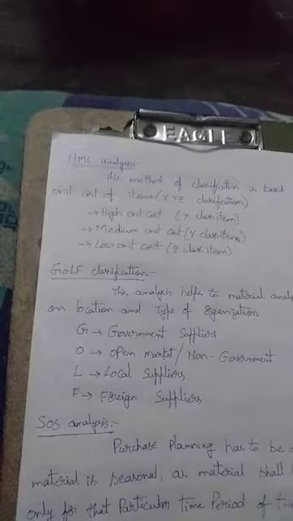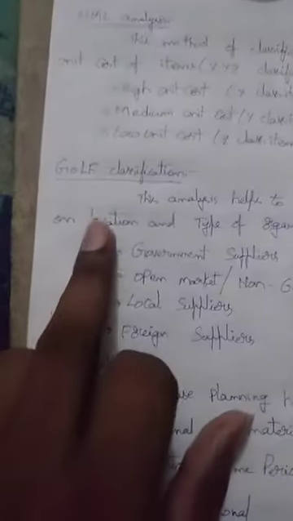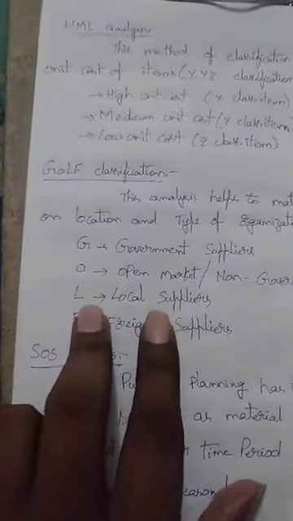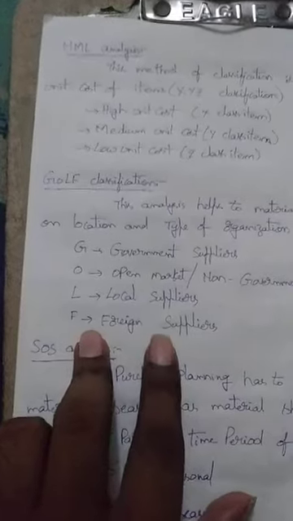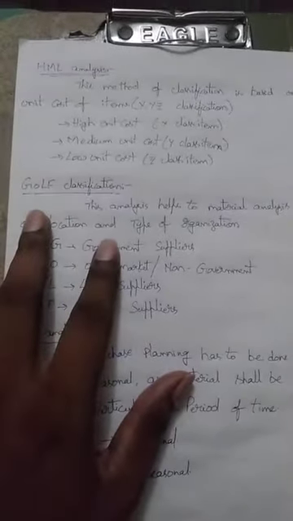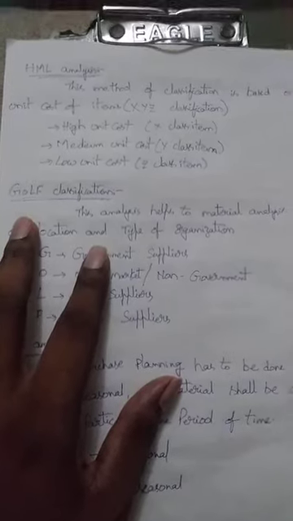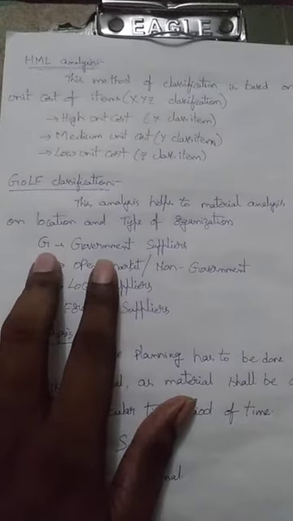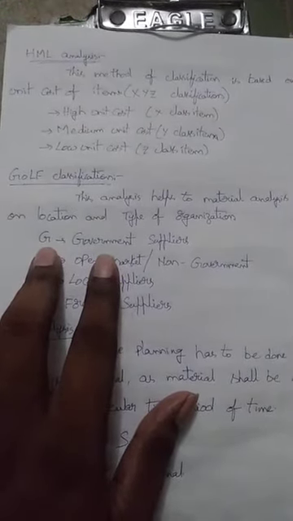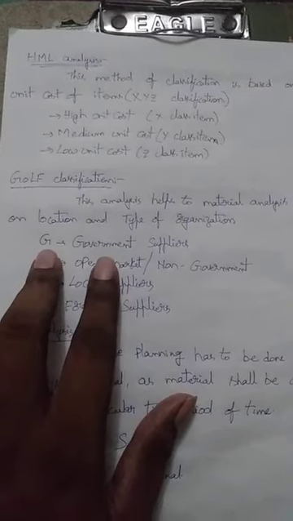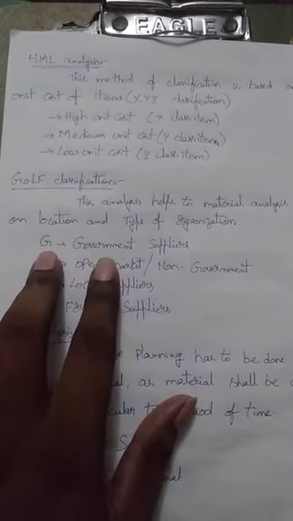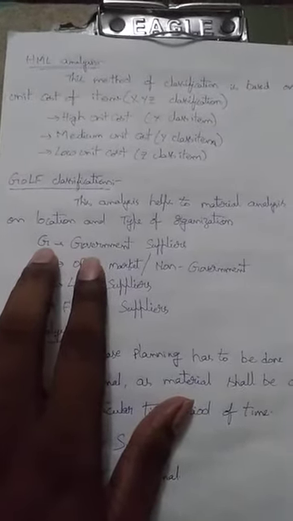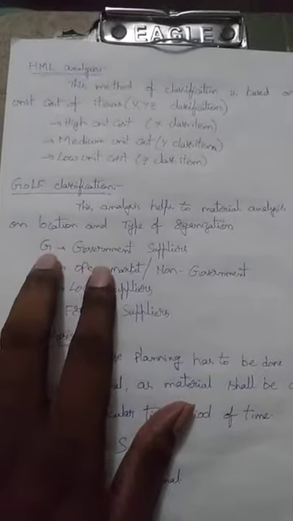Then the next one is GOLF classification. GOLF is an abbreviation: G for government suppliers, O for open market, L for local suppliers, and F for foreign suppliers. When an industry applies GOLF classification, for the raw materials in the G category, government suppliers, the mining industry is a good example. Without permission from the mining department of the particular state government, they are not in a position to use them. So for iron manufacturing industries, that mining department plays a vital role.